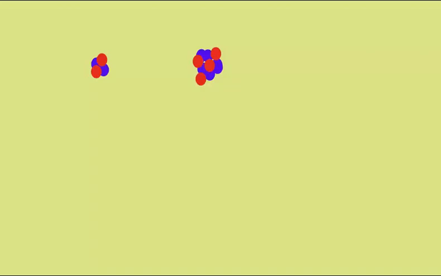Here we have an animation of that interaction. Again, the red dots represent protons, the blue neutrons. This is the alpha particle, the beryllium nucleus. The alpha approaches, collides, and a neutron is ejected.